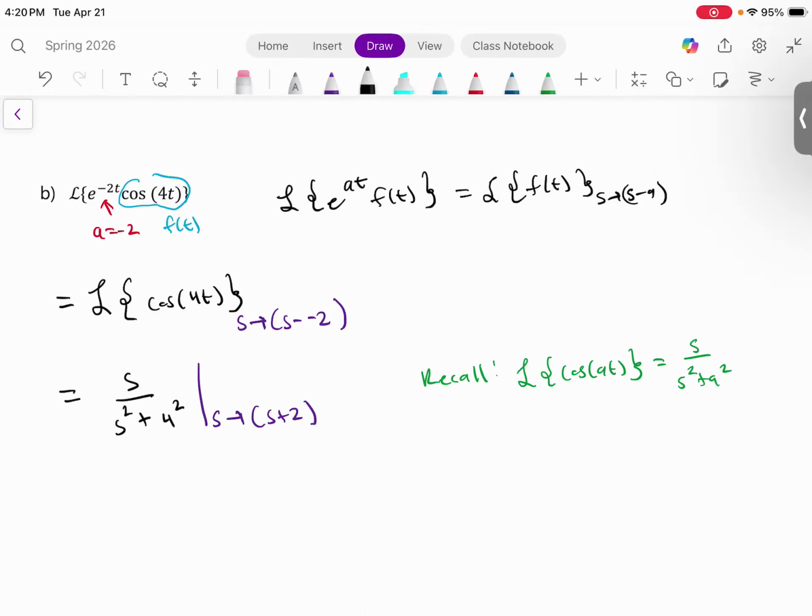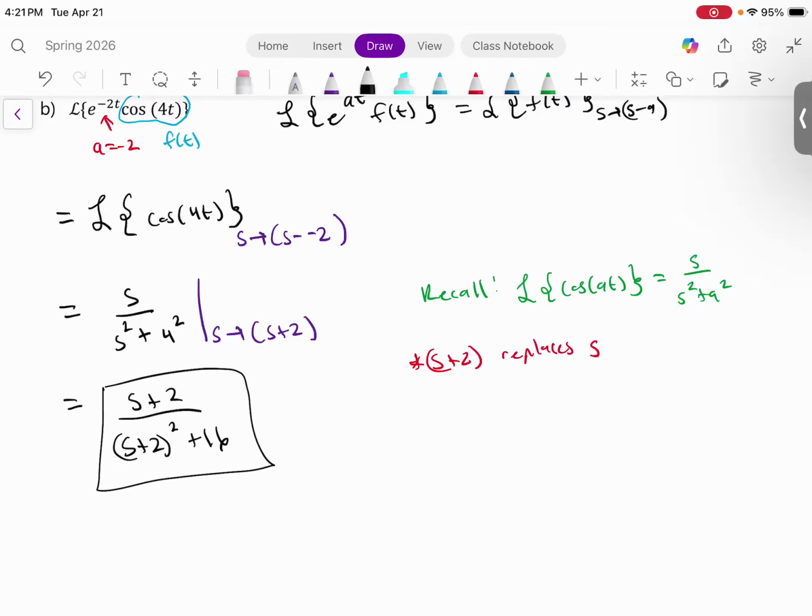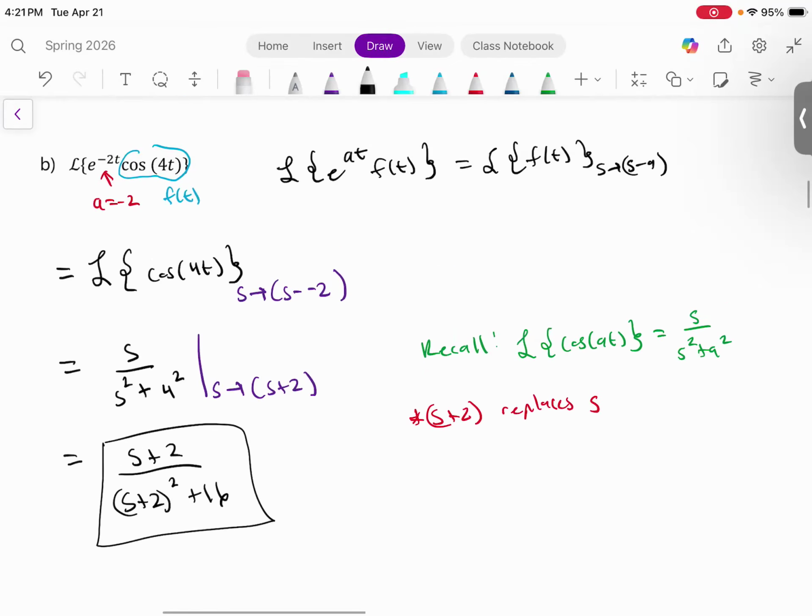Okay, so we could keep moving. And so we're shifting s 2 units to the right. So s plus 2 would replace any s. So s plus 2 replaces s. Think about it as like an input into your function. Some basics of algebra. So this would be s plus 2 over s plus 2 squared plus 16. Okay, and that would be the answer.